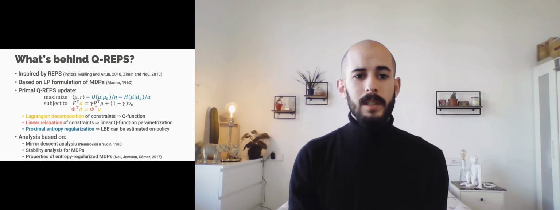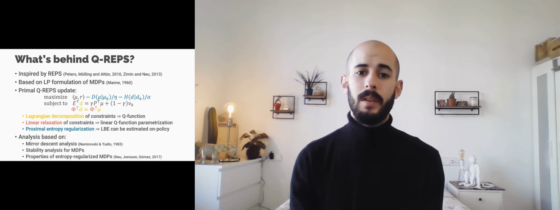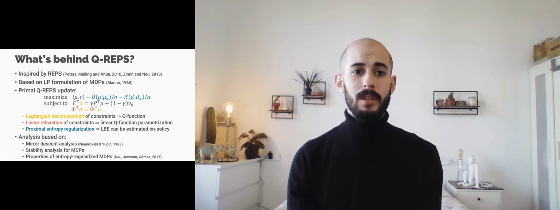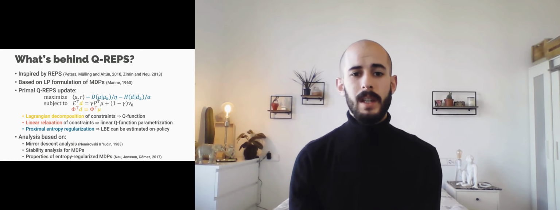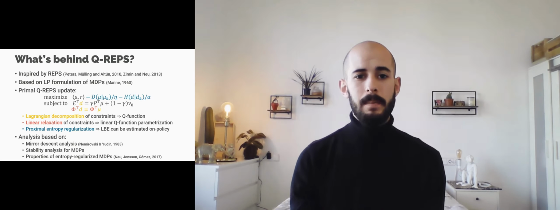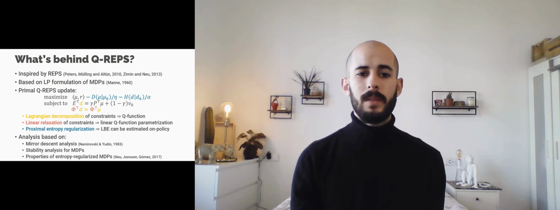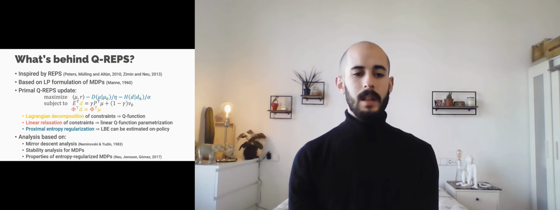The yellow part corresponds to a Lagrangian decomposition of constraints that make Q functions appear, and this is very important. This is one of the key points of our work, because in REPS, for example, they don't have this part, and then they have to work with value functions. And it makes the policy update much more difficult. And finally, the red part corresponds to a linear relaxation of constraints that makes Q functions linearly parameterized.